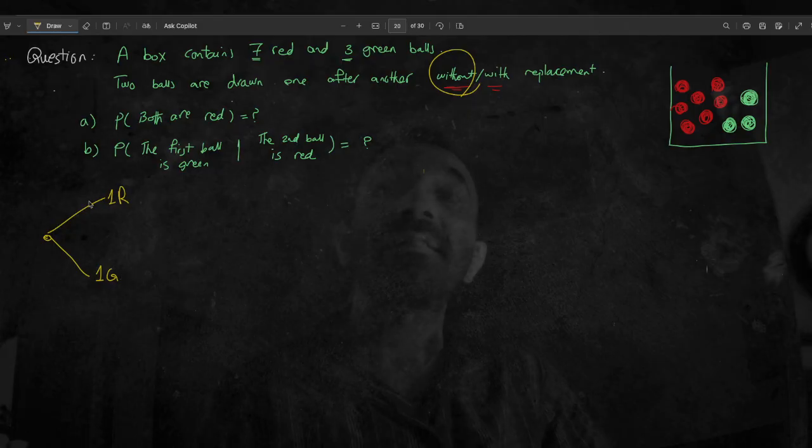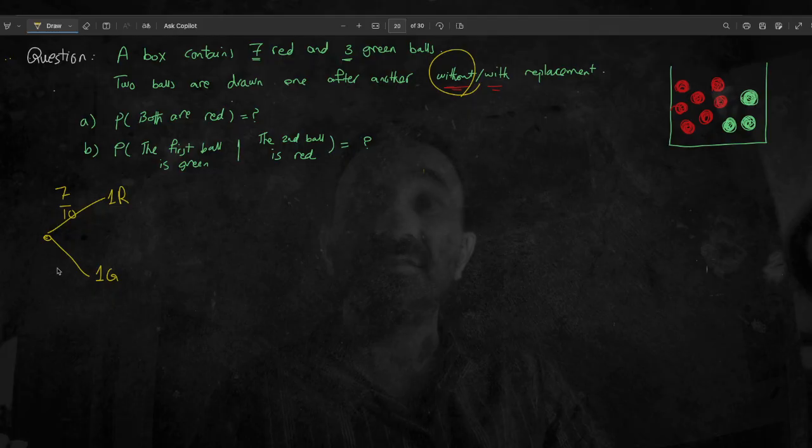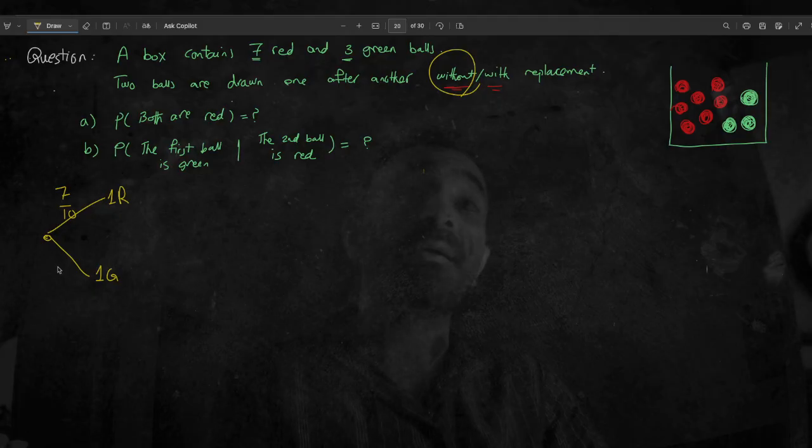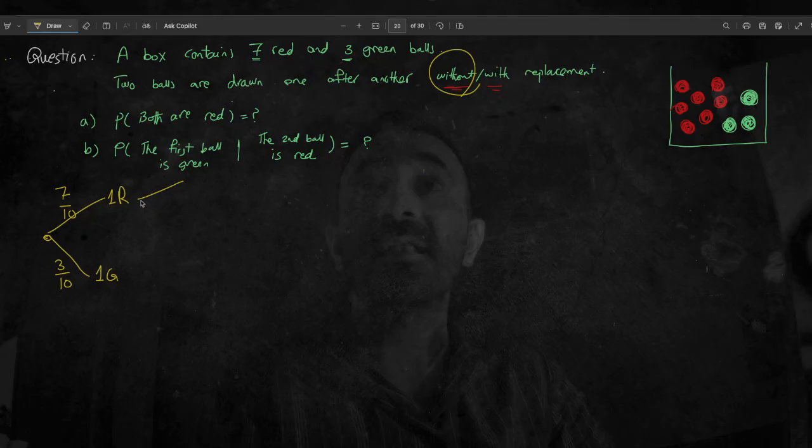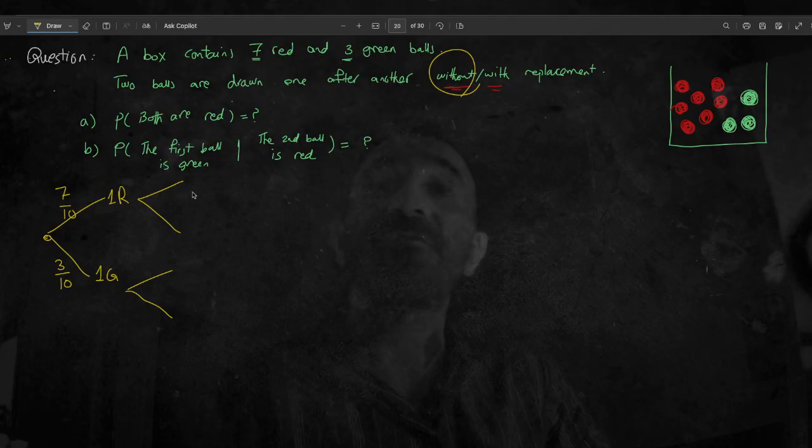What is the probability that the first ball is red? It's going to be 7 out of 10, 7 balls out of 10 balls. And what is the probability that the first ball is going to be green? It's going to be 3 over 10.